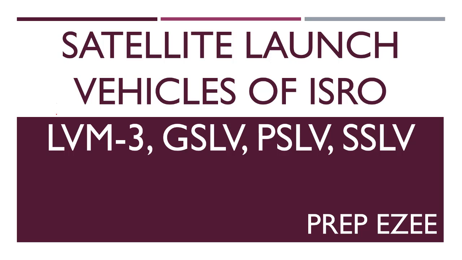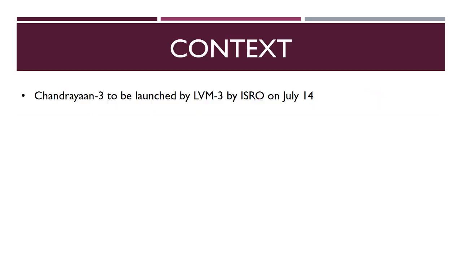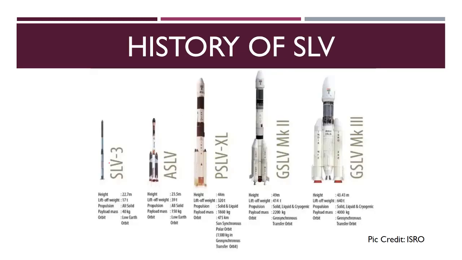So let us start by analyzing this topic, which is satellite launch vehicles of ISRO. We'll be majorly focusing on LVM-3, which is basically GSLV Mark III. But also we'll understand GSLV, PSLV, SSLV and the other historical satellite launch vehicles which ISRO has used till now. The context is that on 14th of July, ISRO will be launching Chandrayaan-3 aboard its satellite launch vehicle LVM-3, that is GSLV Mark III. So let us start by understanding all of these satellite launch vehicles.